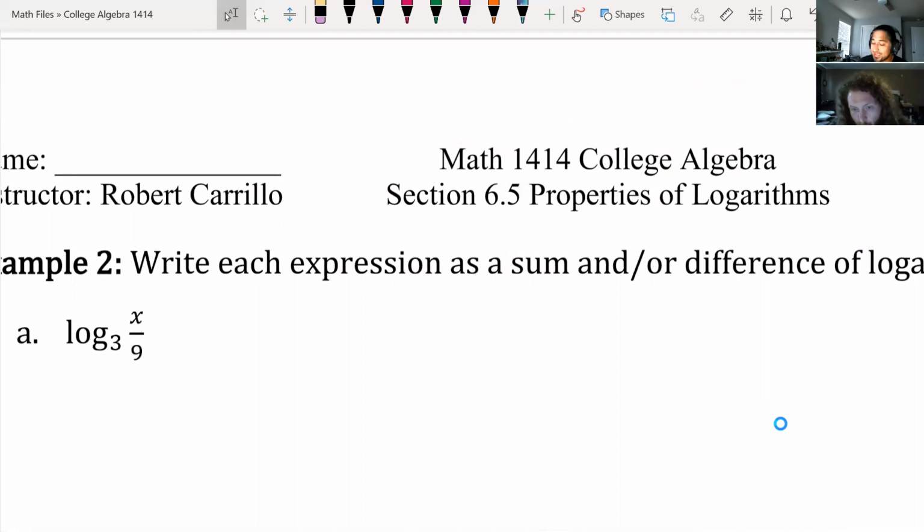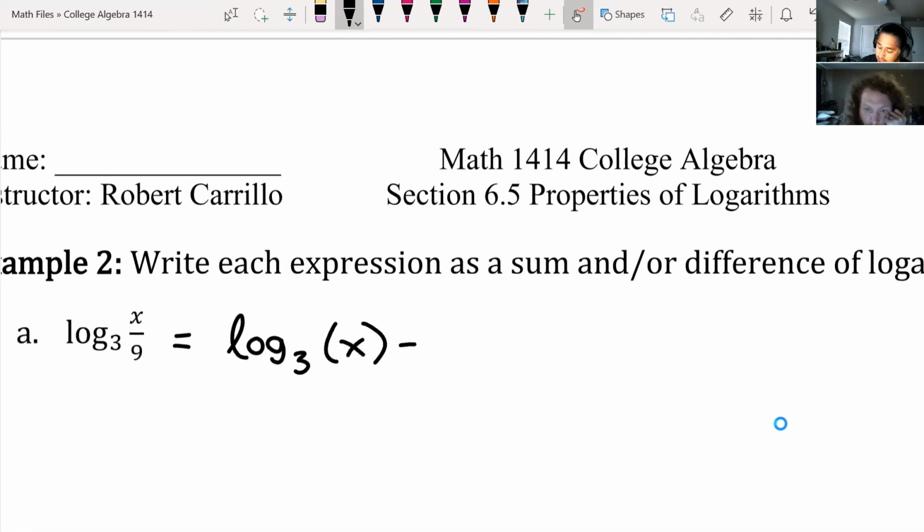So we see that there is a difference, not a difference, sorry. There is a quotient inside our log. So we can rewrite this as log base 3 of x minus log base 3 of 9.